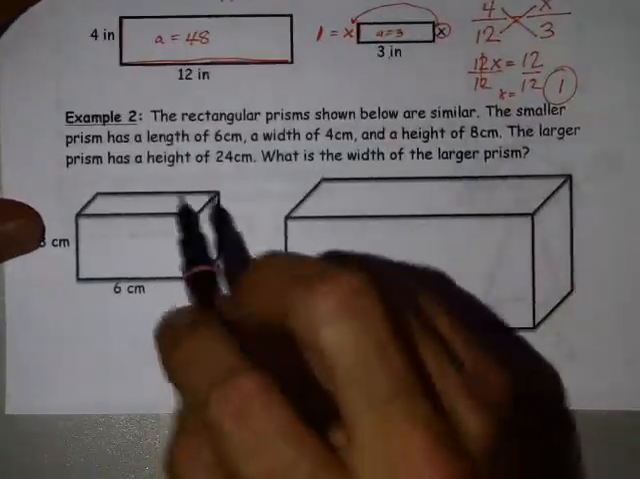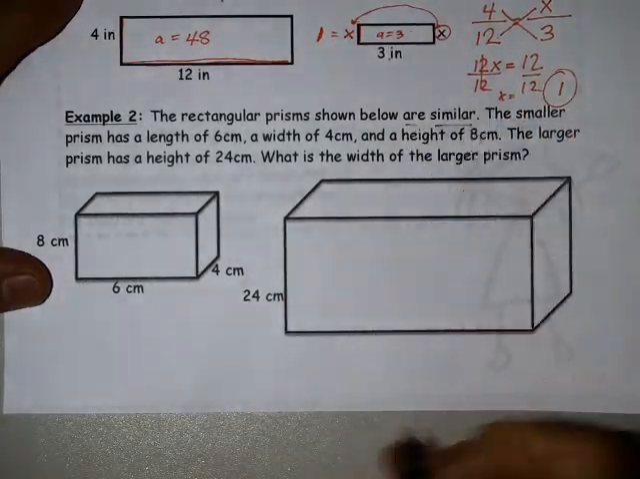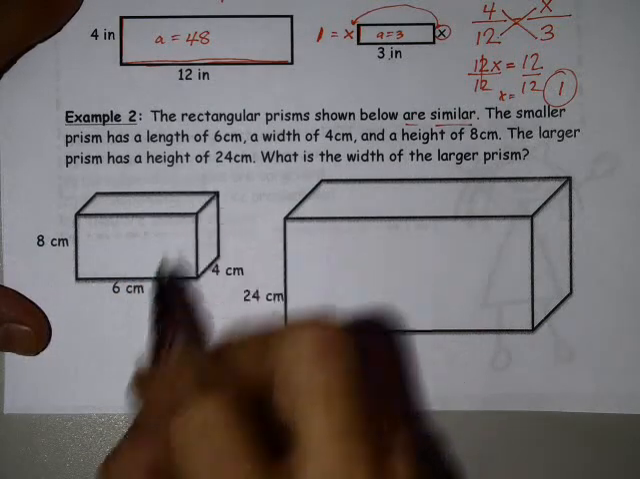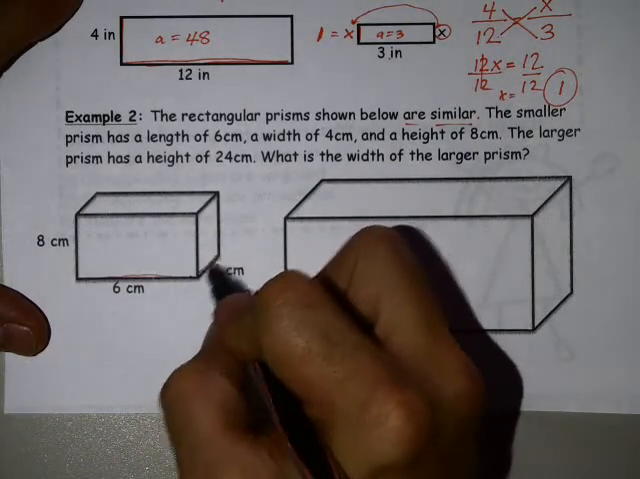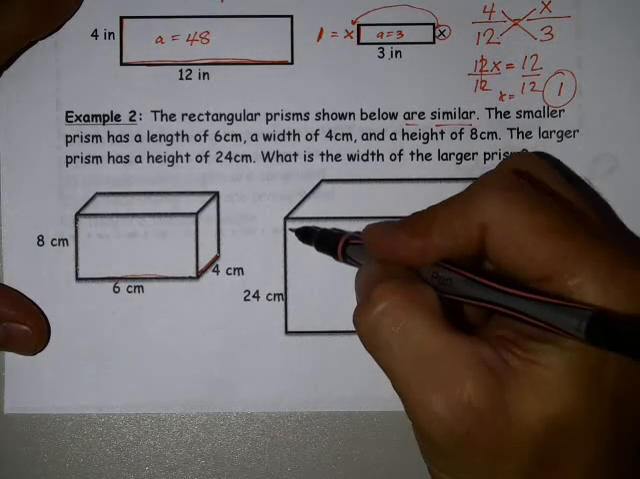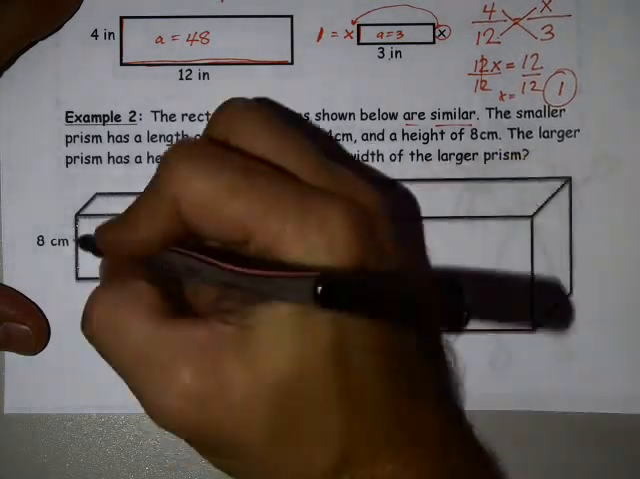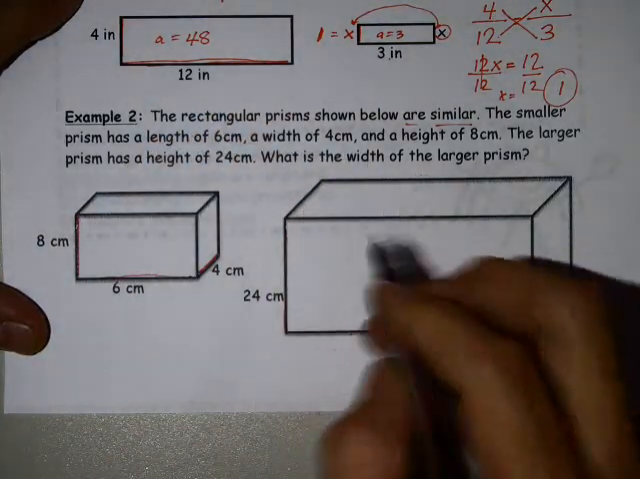Example 2, right down here. It says the rectangular prisms shown below are similar. Okay? The smaller prism has a length of 6, a width of 4, and a height of 8. The larger prism has a height of 24. Okay, so here's your height, 24. And it corresponds with the 8 over here. What is the width of the larger prism?